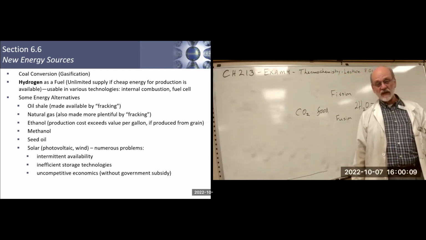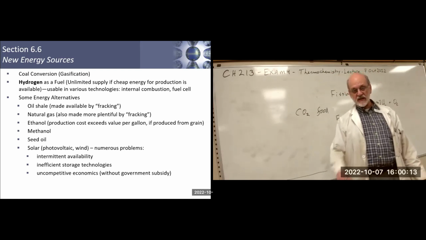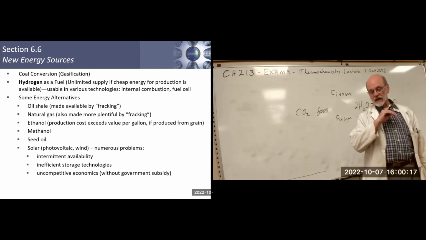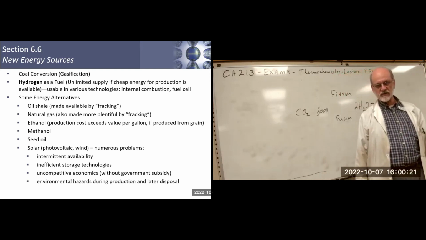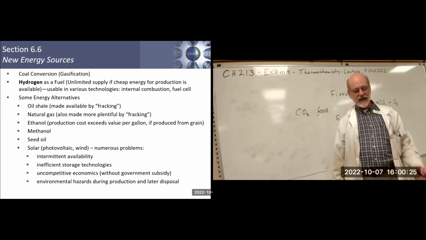Like I said before, the economics are uncompetitive. Without government subsidies, these photovoltaics and wind, they would be dead tomorrow. There's not enough demand for them. And I mentioned the environmental hazards.